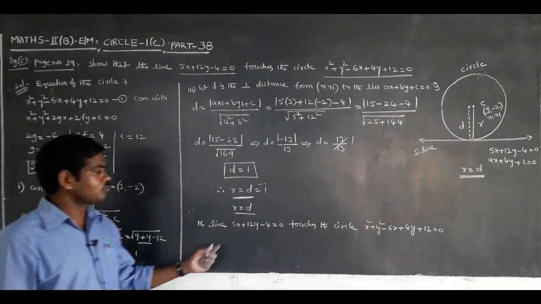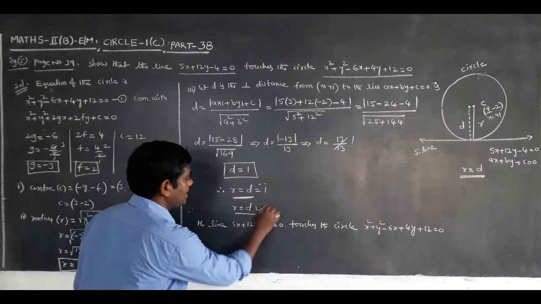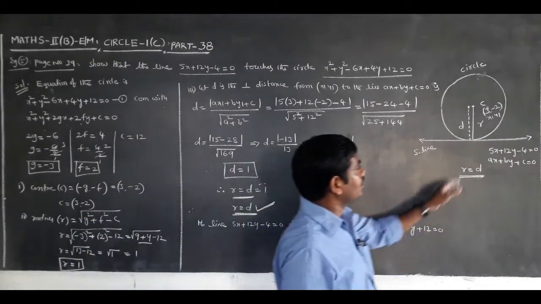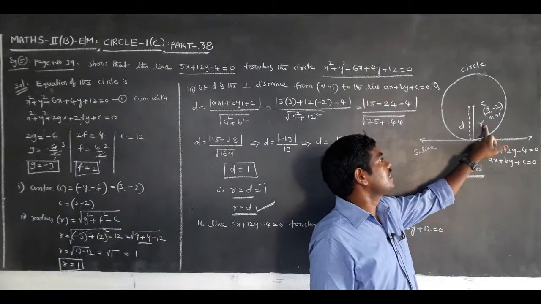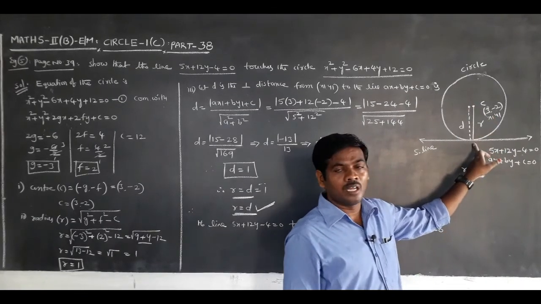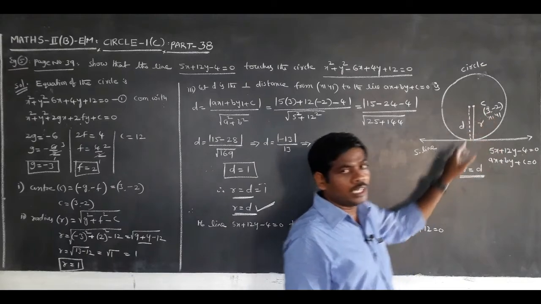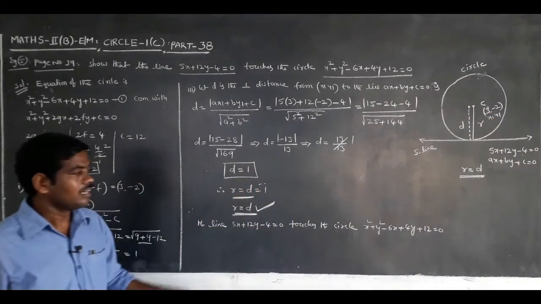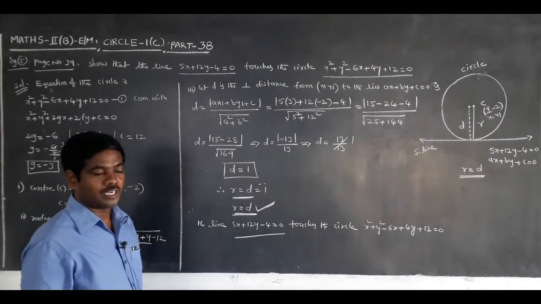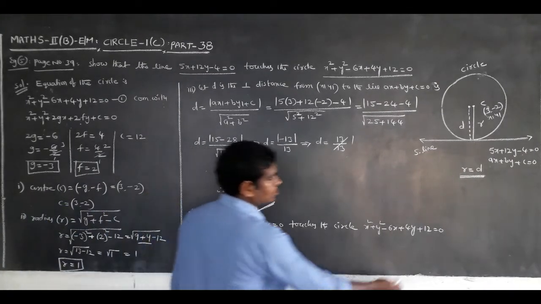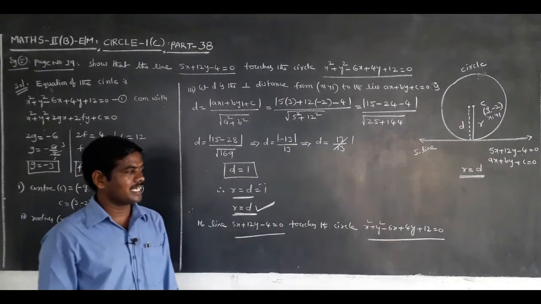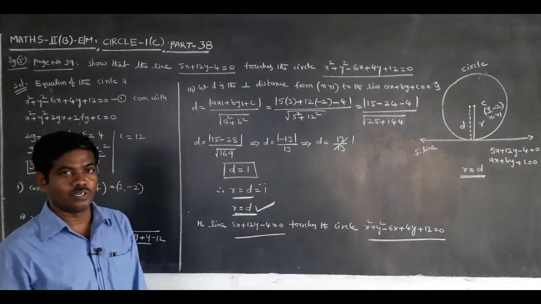Here we prove that R is equal to D. R is equal to D means the radius of the circle is equal to the perpendicular distance from the center to the line. So the line 5x + 12y - 4 = 0 touches the circle x² + y² - 6x + 4y + 12 = 0.